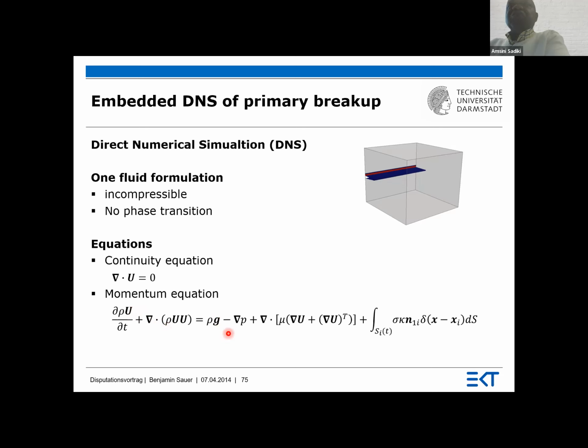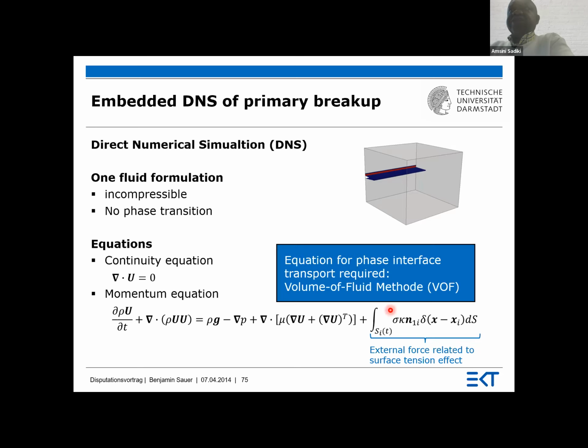It has a gravitation force, this is the pressure. And here we have the Cauchy stress tensor, we have the viscosity here, and we have the gradient of the velocity in its symmetric part. And here we have the surface tension. Kappa is our curvature, and this is the unit normal vector. And this is our surface tension coefficient. So it is related to this.